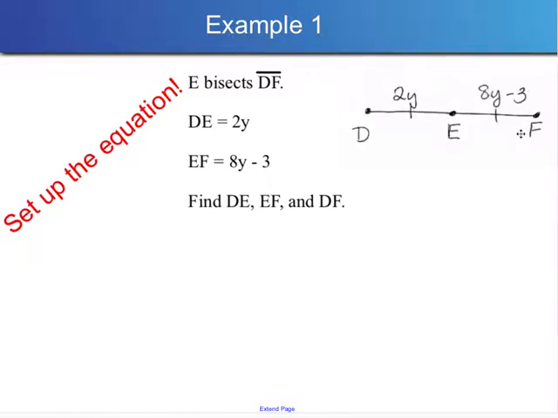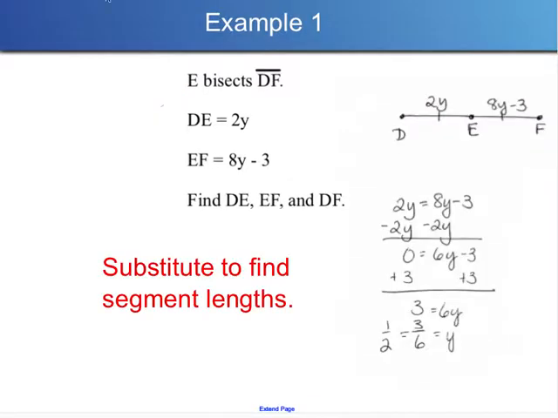The next step is to set up an equation. Now, using 2y and 8y minus 3, try to write an equation that makes sense given the information. Press pause on your video. When you think you have your answer, press play again. Okay, what you should have done is said 2y equals 8y minus 3 because these two segments are of equal length.